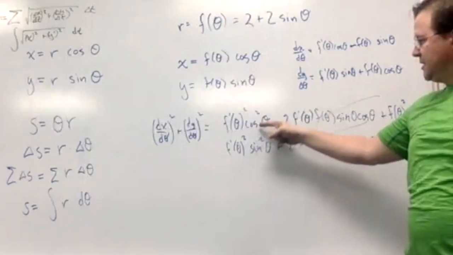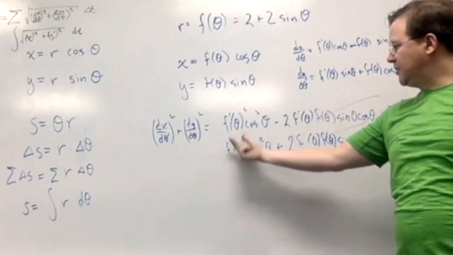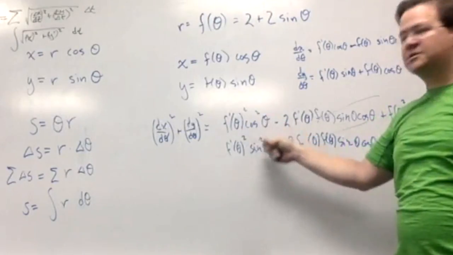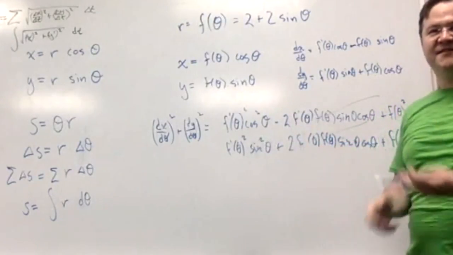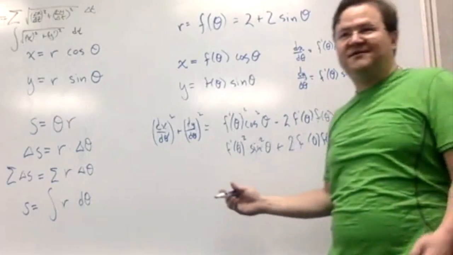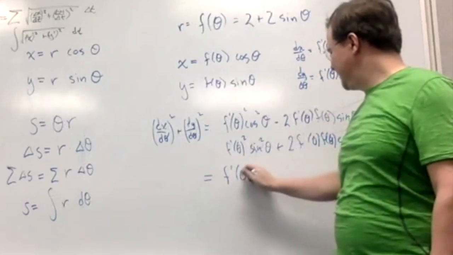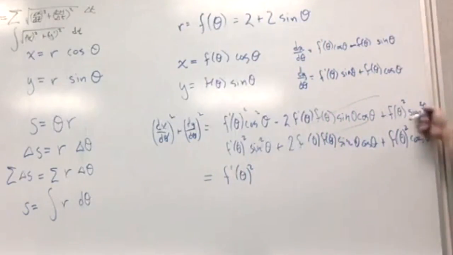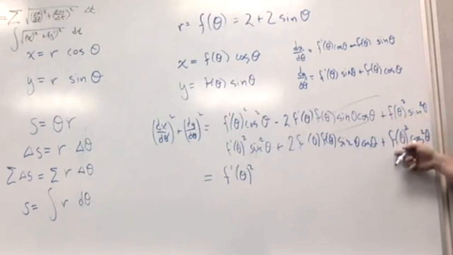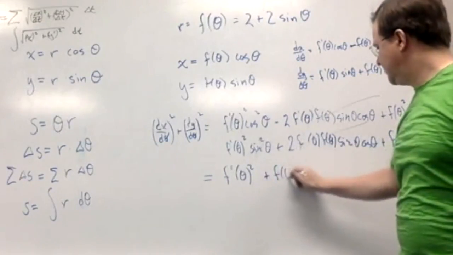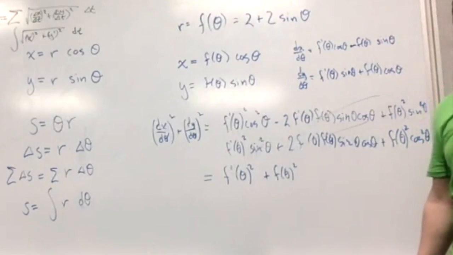Well, that's nice. When I add these together, they both have f prime squared. I can factor that out. I'm left with sine squared plus cosine squared, which is one. Likewise, over here, they both have f squared. Factor that out, left with sine squared plus cosine squared, which is one. Oh, that's pretty nice.